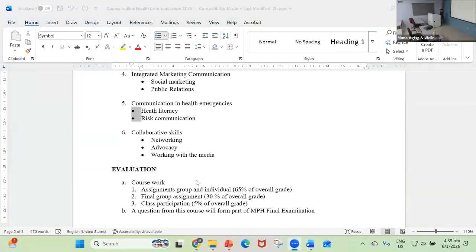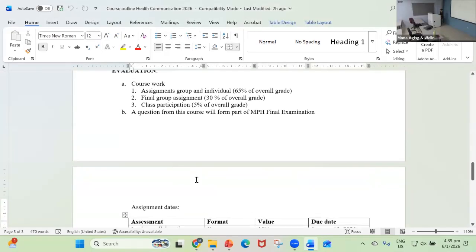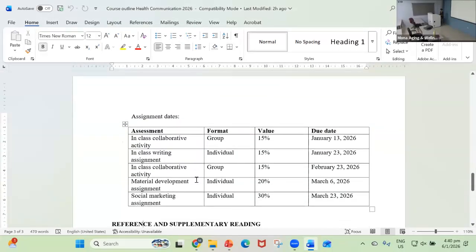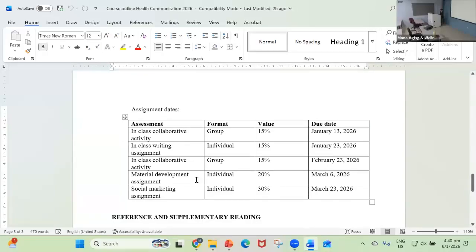All right, so the evaluation aspect. So 30%, the biggest component, or the component with the highest weighted value, is your social marketing assignment. I think that should be replaced with your final project. It's not your social marketing assignment. My apologies. So the evaluation is based on both in-class activities as well as take-home assignments, or assignments that have a later due date.